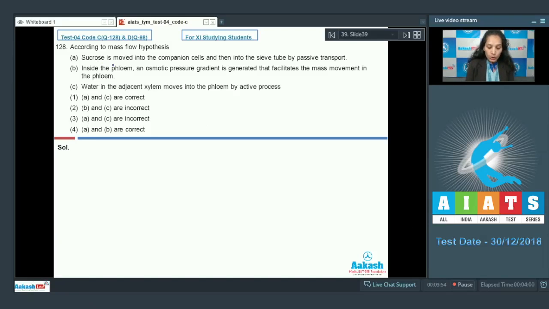Statement A. Sucrose is moved into the companion cells and then into the sieve tube by passive transport? No.